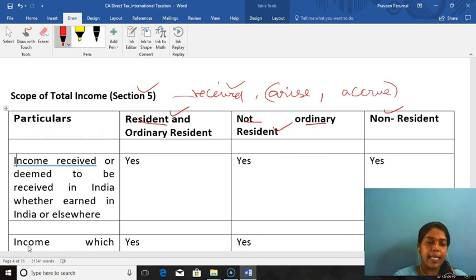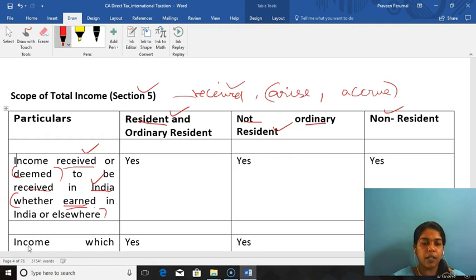First we come to income received or deemed to be received in India. Deeming means it is a fictional section: actually not received, but the Act considers as if it is received in India. So deeming section means it is a fictional section. So actual income received or deemed to be received in India, whether earned in India or elsewhere. So the income could be earned in India, the income could be earned in a foreign country. But the income should have been received in India, or should have been deemed to be received in India.